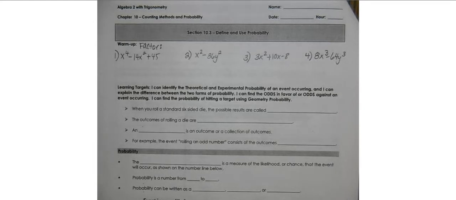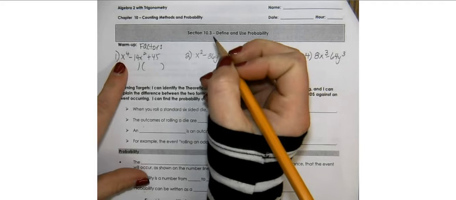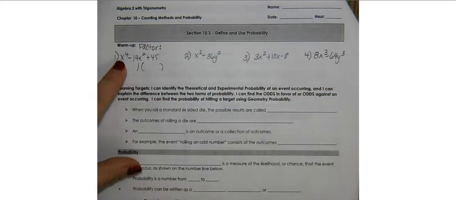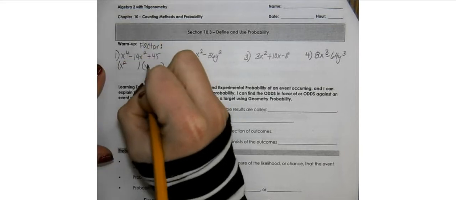Okay, so for the first one, this is called quadratic form. Whenever you see something in quadratic form, that just means that you're going to factor it like a quadratic, but instead of splitting apart x squared into an x and an x, we're going to split apart the x to the fourth into an x squared and an x squared.